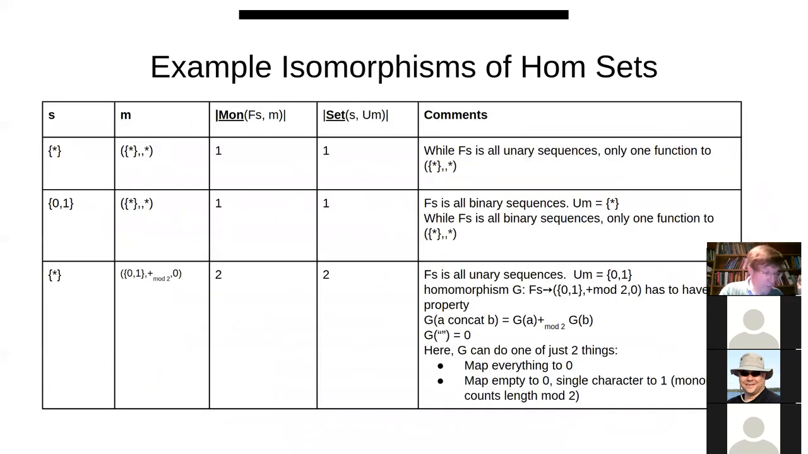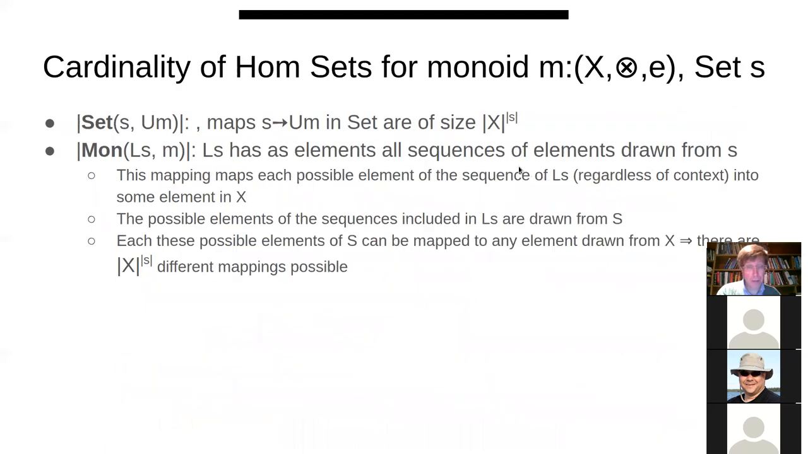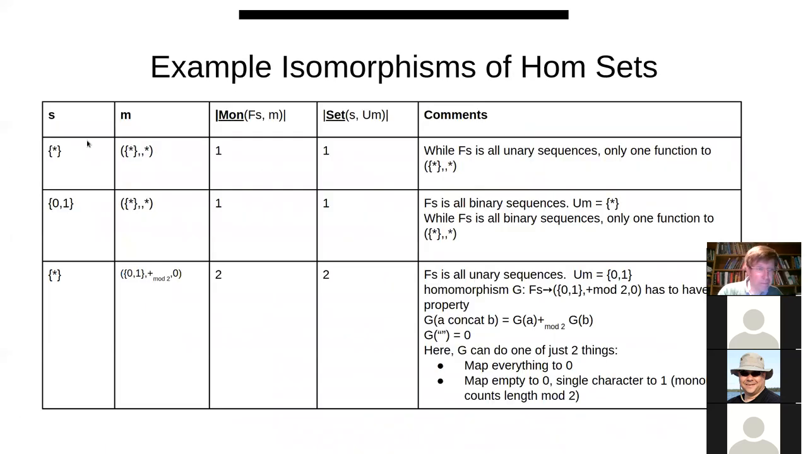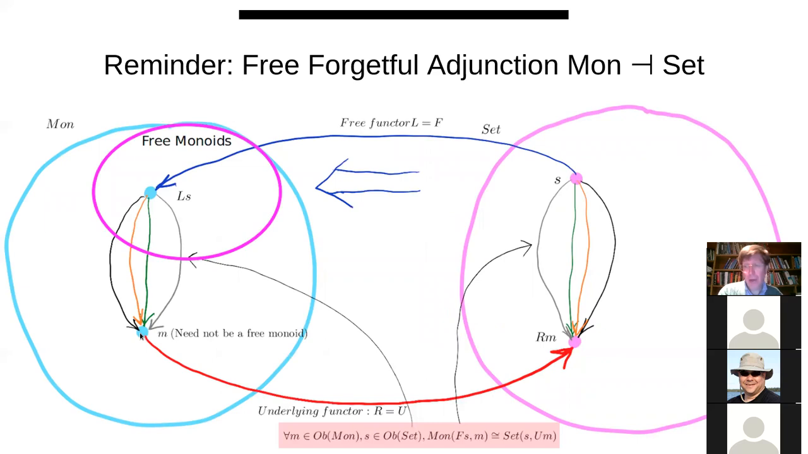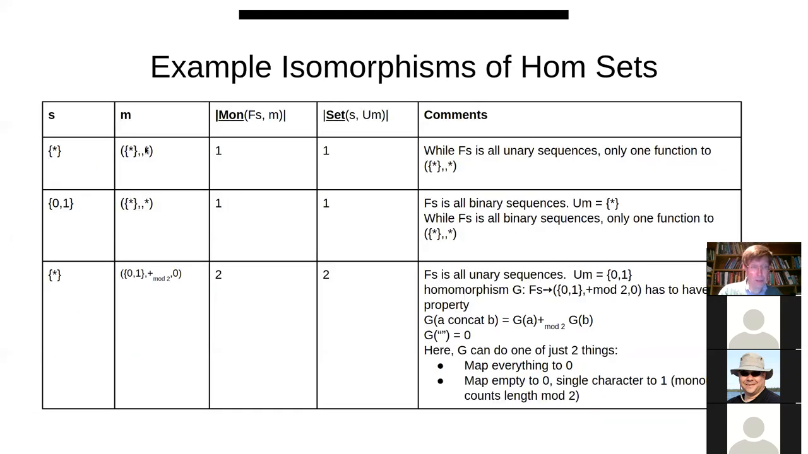So let's go through a few examples of this. We're going to look at this for some particulars. Suppose S is some singleton set, just a set with a single element in it. We'll call it star. And maybe M is a singleton monoid. You gave me some lowballs. You picked S to be particularly simple and you picked M to be particularly simple.